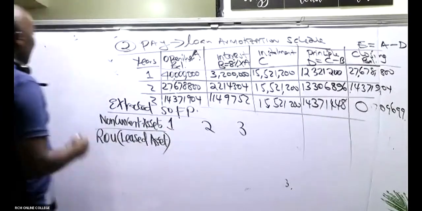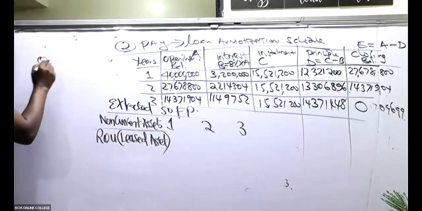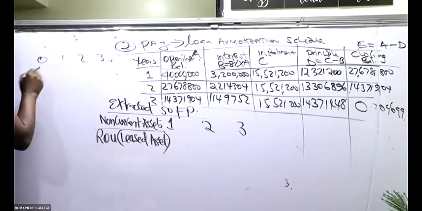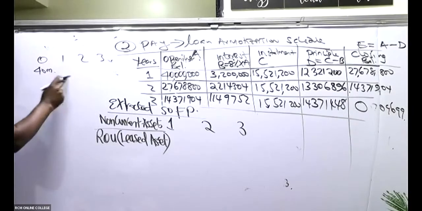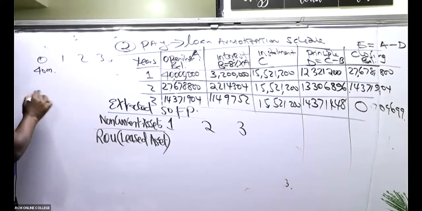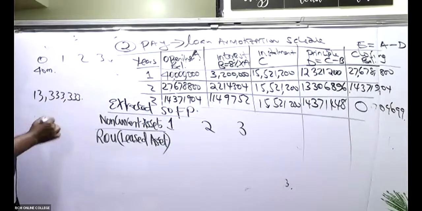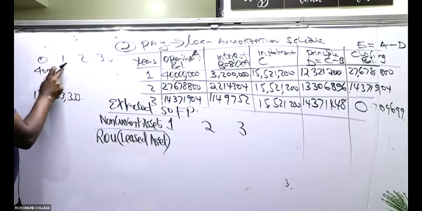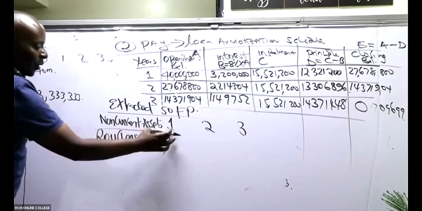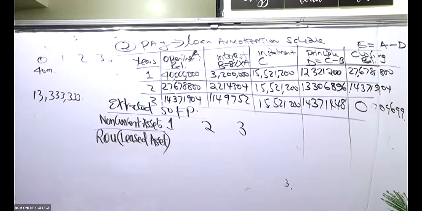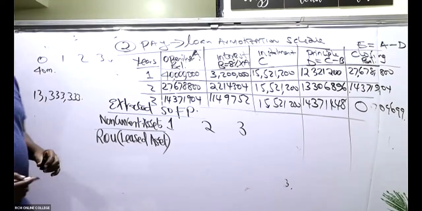Remember, at time 0, 1, 2, 3, at time 0 we began with 40 million. But each year we are losing that 13 something. Was it 13,333,000 each year? So by the end of year 1, what will be the value of our asset? Because you'll be looking at the end of the years. Remember, this is today 40 million.